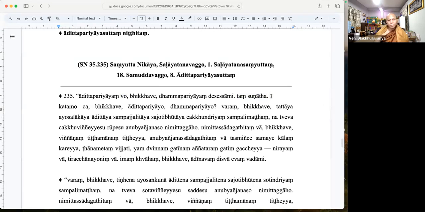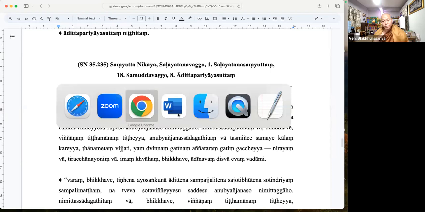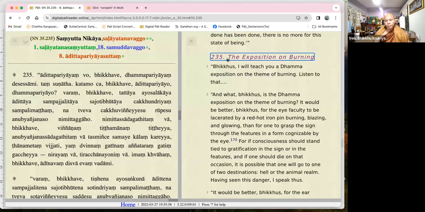So in this way, based on that, in the scholar's translation we can see Adittapariyaya, the exposition on burning. Bhikkhus, I will teach you; 'you' is the meaning of vo. A dhamma, that means dhammapariyayam, and adittapariyayam, the exposition on the theme of burning. So maybe exposition on burning also, okay. Exposition on burning.